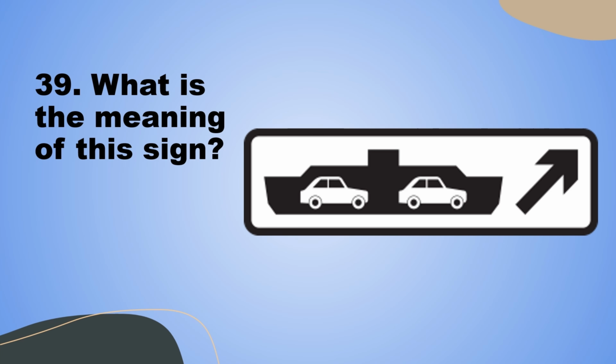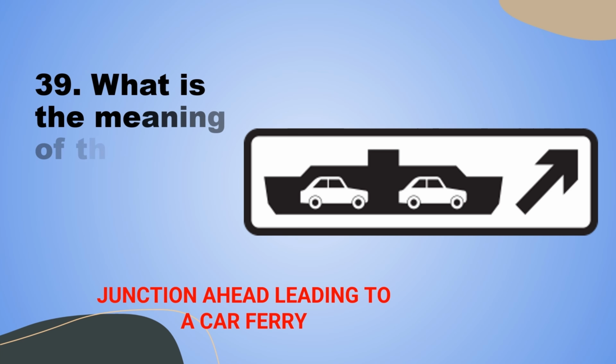What is the meaning of this sign? This means that the junction ahead is leading to a car ferry. So we get on a ferry, we are crossing the channel, and this sign will tell you exactly where to go to get to the car ferry.